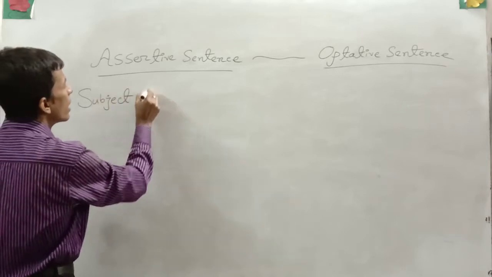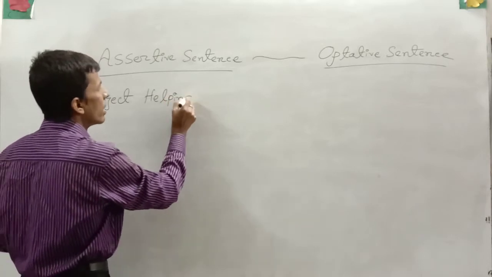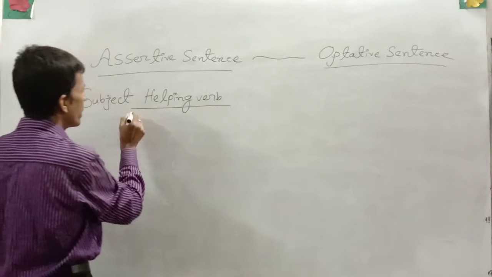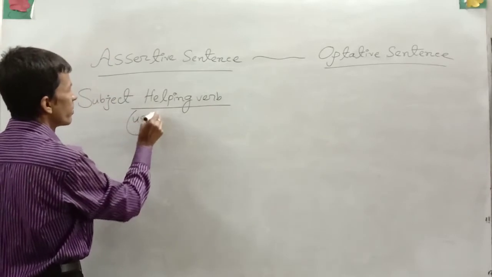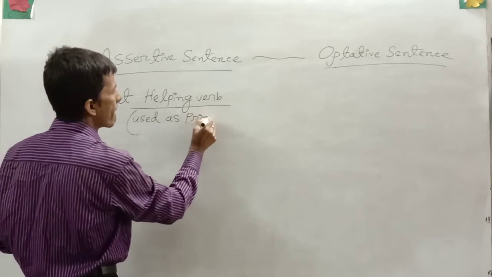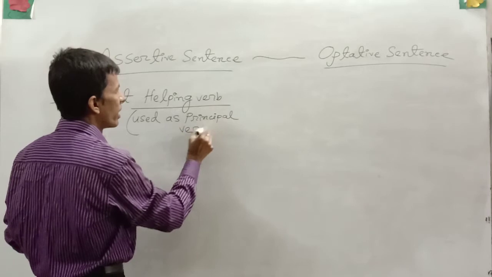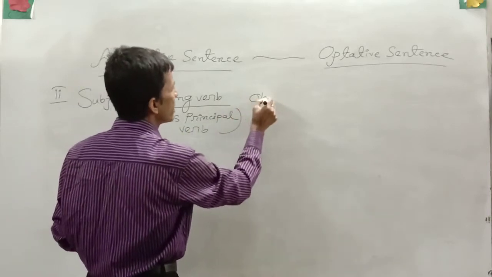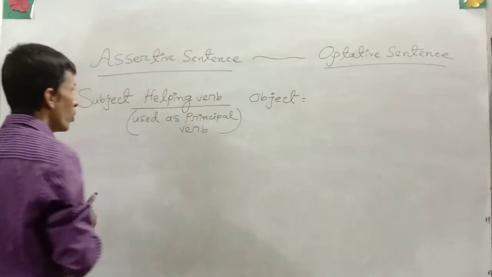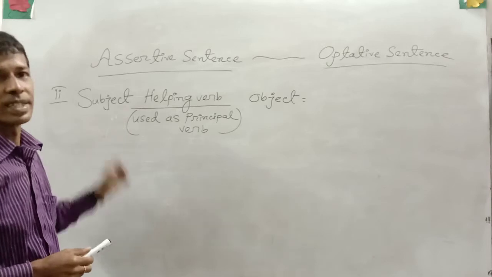Subject, helping verb used as main verb, used as principal verb, and at last object. So what is the dissimilarity between these two examples?